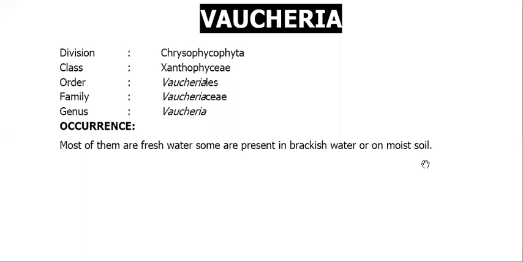Bismillahirrahmanirrahim. Dear students, we shall discuss Vaucheria, which is a genus of algae, division Chrysophycophyta, class Xanthophyceae, order Vaucheriales, and family Vaucheriaceae. As for occurrence, most of them are freshwater and some are present in brackish water or on moist soils.